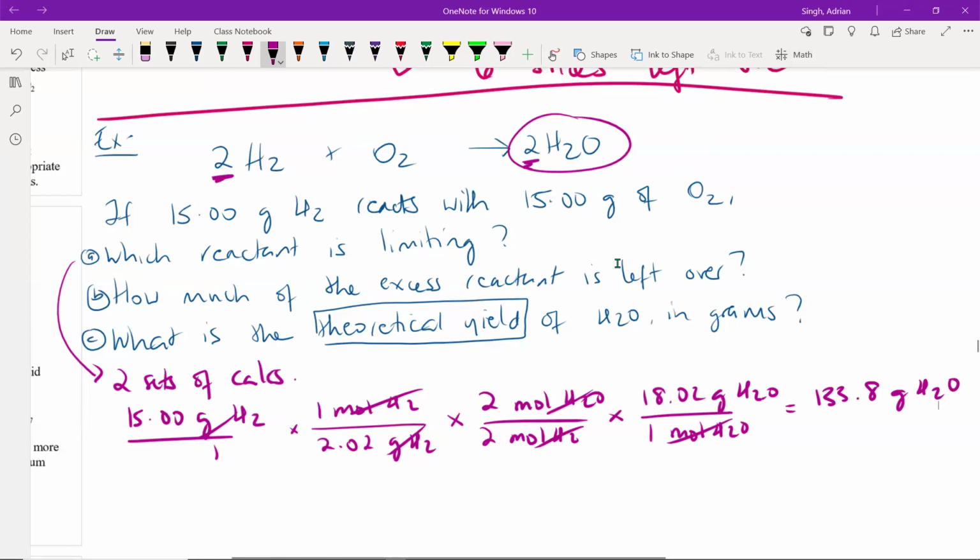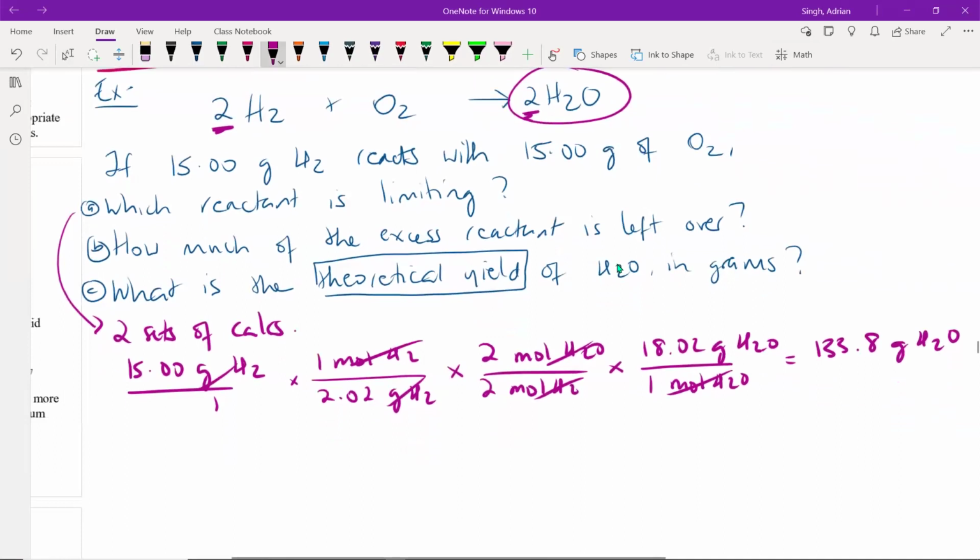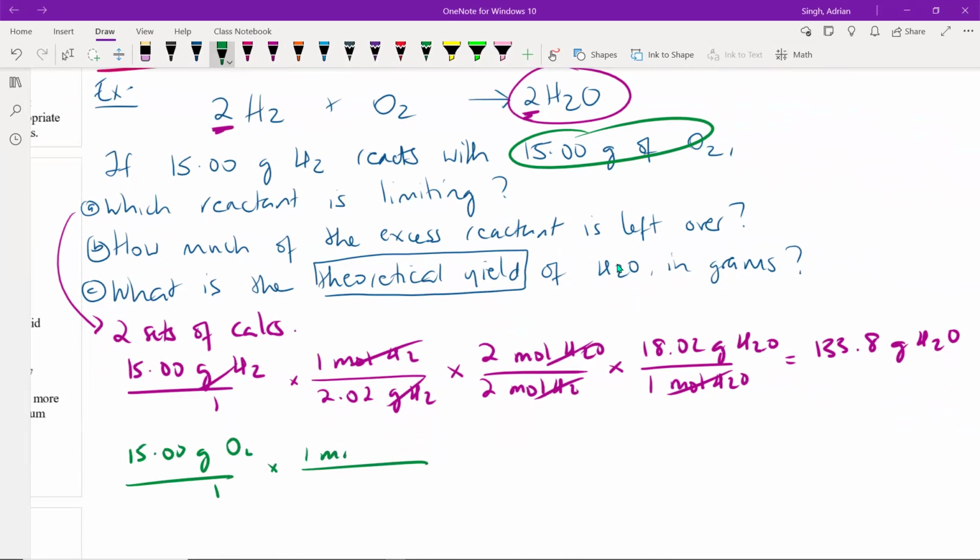We're going to do the same thing now with the oxygen. I'll do this in a different color. So we have the same amount, 15.00 grams of O2. Convert that to moles of O2 first. So for every 1 mole of O2, 16 times 2 is 32.00 grams. Grams go away. My mole-to-mole ratio now is 1 mole of O2 to 2 moles of the H2O.